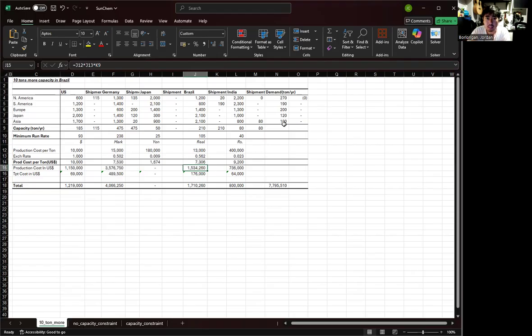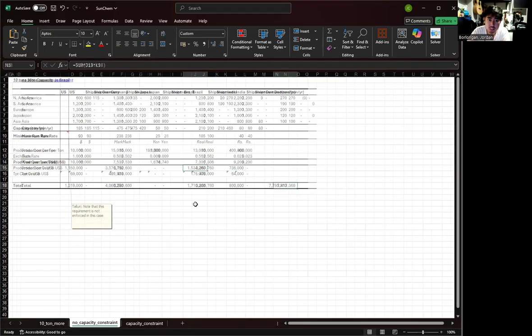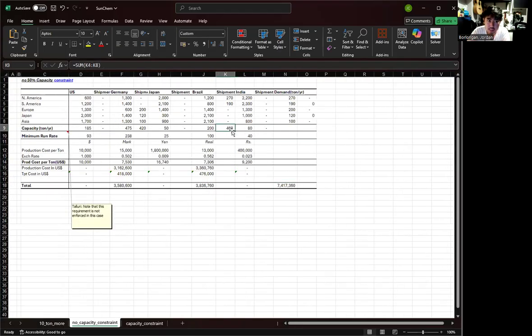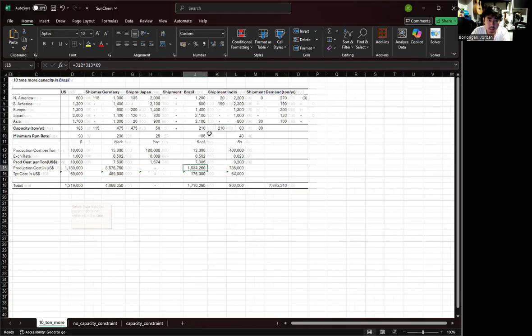But in difference to the last problem, which had no constraint, the available capacity is balanced right here. The production plant in Brazil doesn't need to overcompensate, which might incur additional costs. So it fulfills exactly the specifications of this problem.